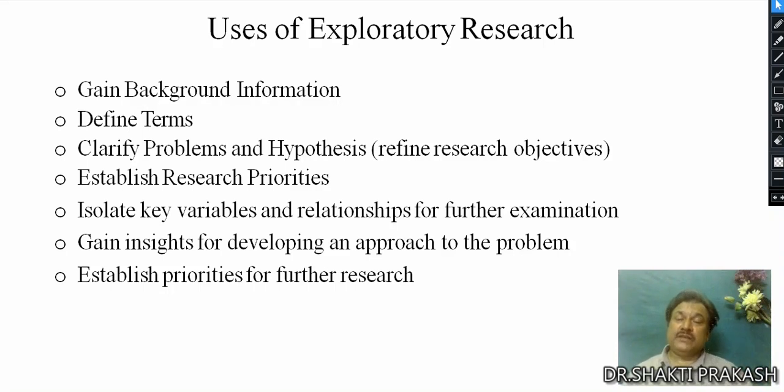What was the background information in any crime? If any crime happens, what will the background information be? A detective will also consider these things. Then define terms, clarify problems and hypotheses, establish research priorities, isolate key variables and relationships for further examination, gain insights for developing an approach to the problem, and establish priorities for further research.